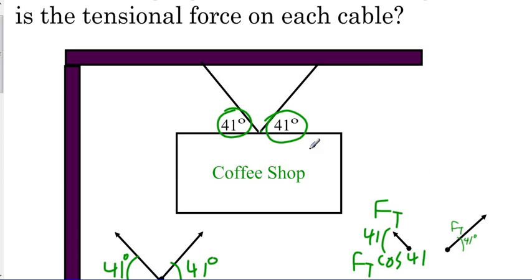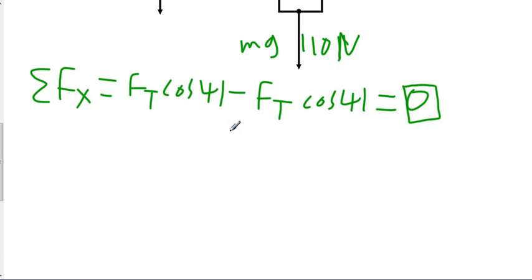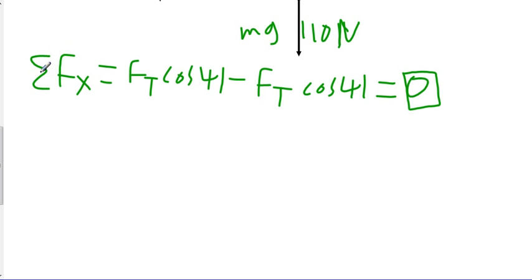And in this case, we know that our sign is standing perfectly still, and so we should be in equilibrium in both the x and in the y. So that's why we're setting them to 0. And so this simply shows us that our Ft cosine 41 minus Ft cosine 41 is equal to 0.